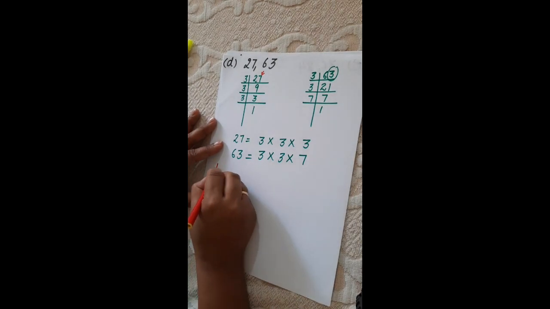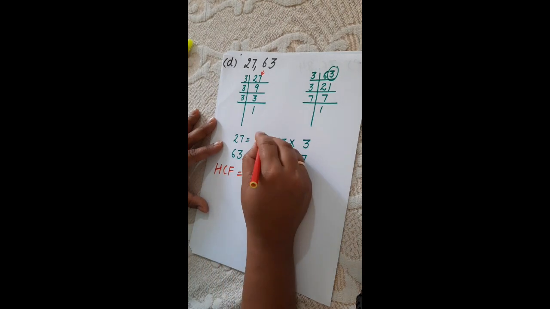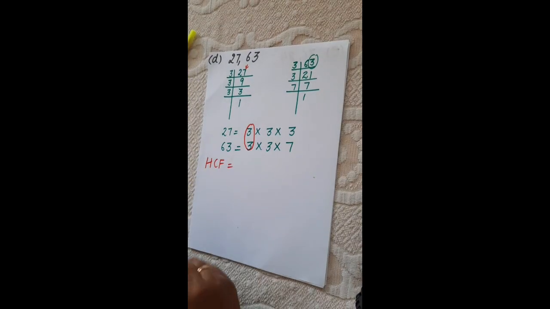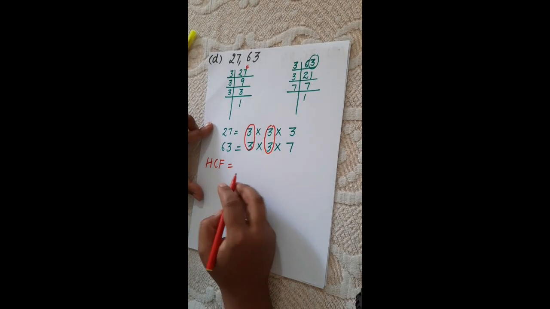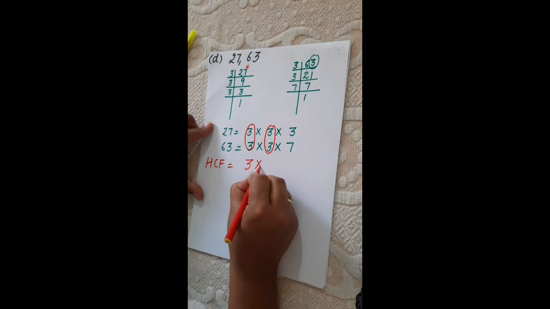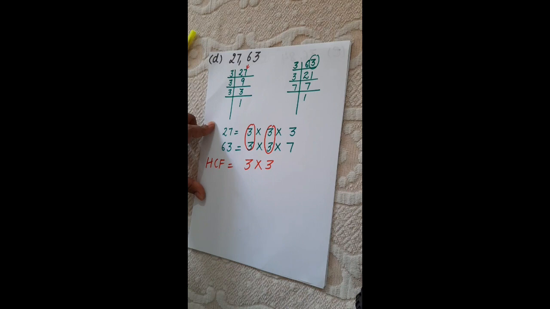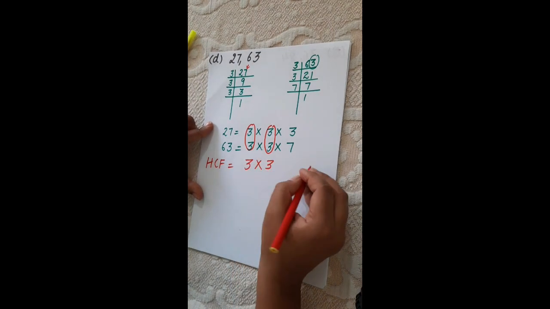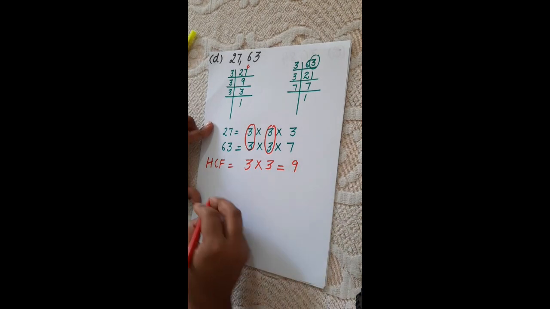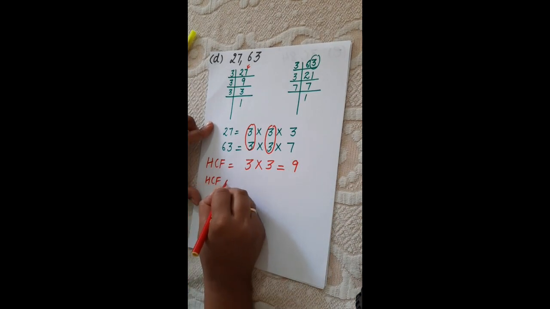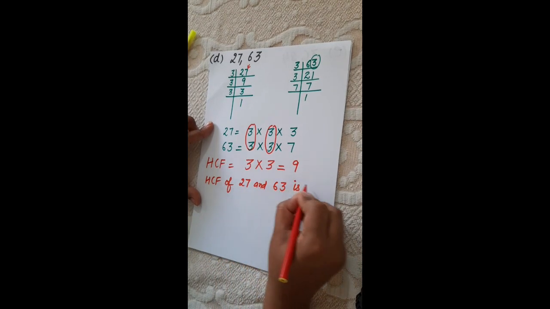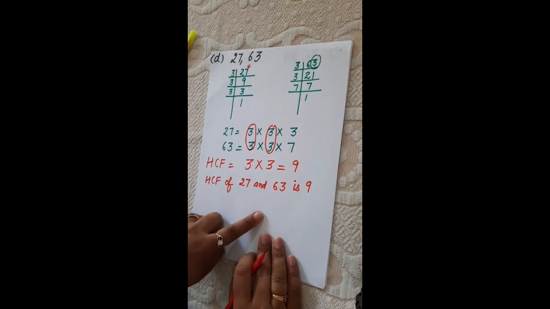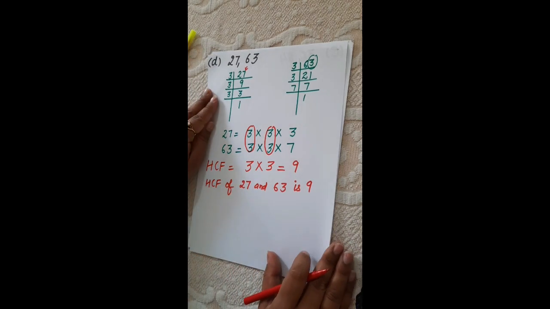And when you have to write the HCF, highest common factor, the next common factor is this 3. And whenever you have to write the highest common factor, just write the factors in the product form, because HCF is the product of the common prime factors. So here we have 3 3s are 9. So HCF of 27 and 63 is 9. So this is the highest common factor. Highest common factor of 27 and 63 is 9. So this is the D part.